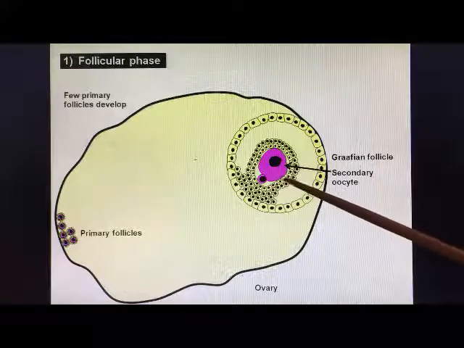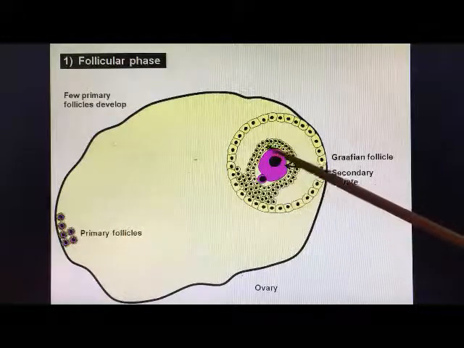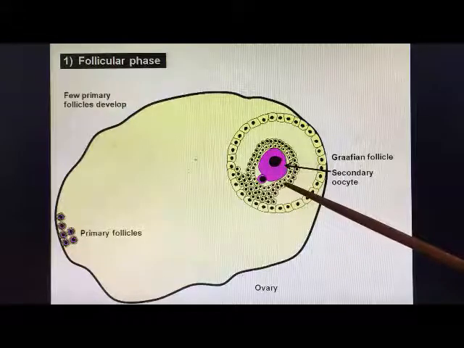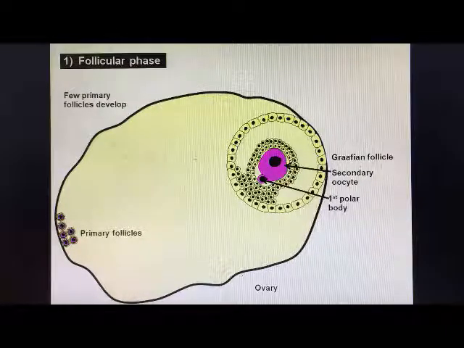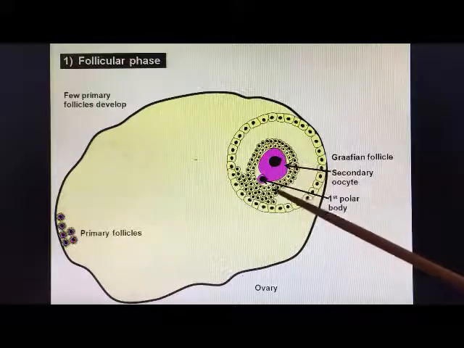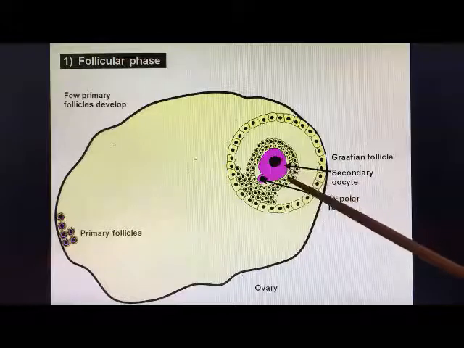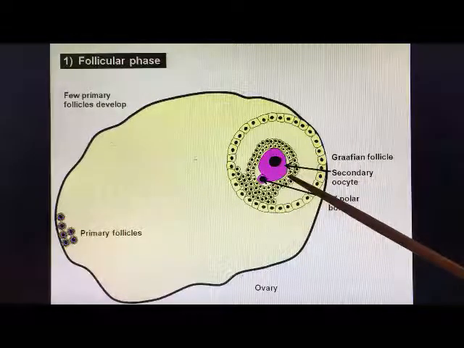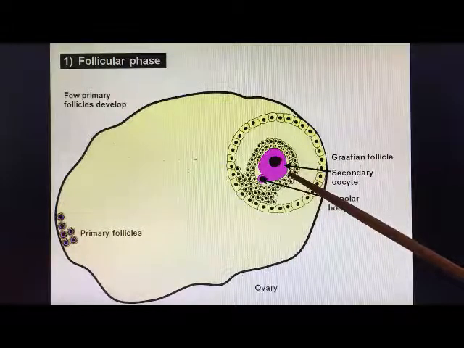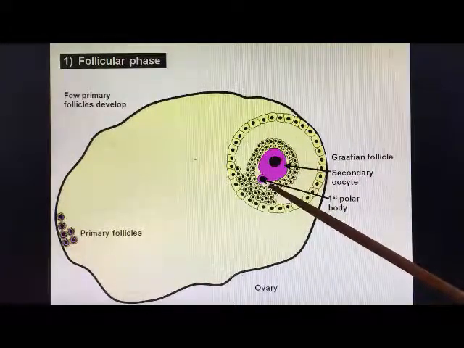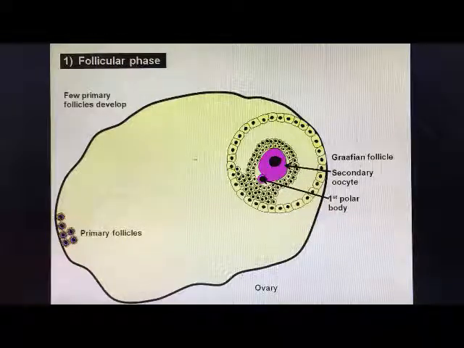So during the development, you can see that the primary oocyte has already completed its first meiotic division. It forms 2 types of cells. The first cell is called the secondary oocyte, and the other cell is known as the first polar body. You can see the difference in size because of the unequal cytokinesis, in which the secondary oocyte receives a large amount of cytoplasm and the first polar body only receives a small amount of cytoplasm.